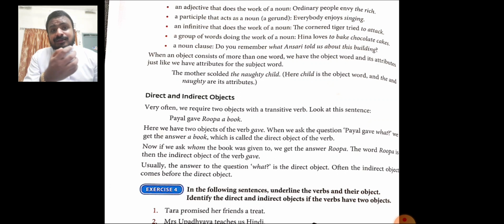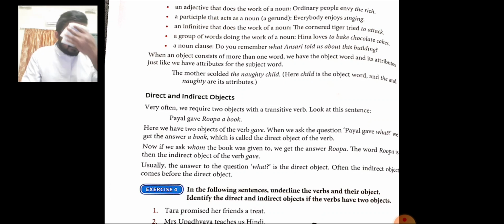And in the same way, as we have seen in the subject, in the object also there will be an object word, plus there will be attributes of this object word. For example, the mother scolded the naughty child. As you know, scolded the naughty child is the predicate, and in that one, scolded is the verb, child is the object word, and the attributes are the and naughty.